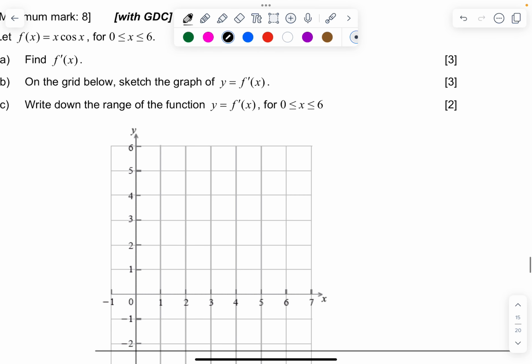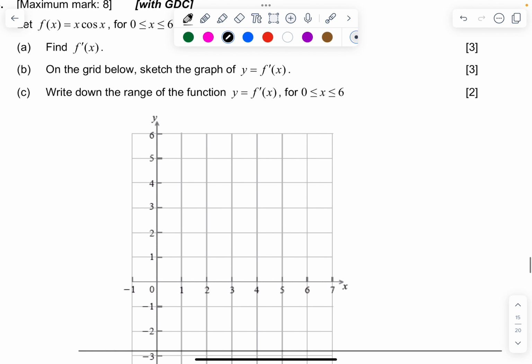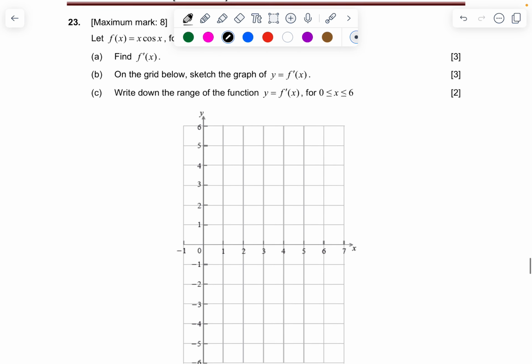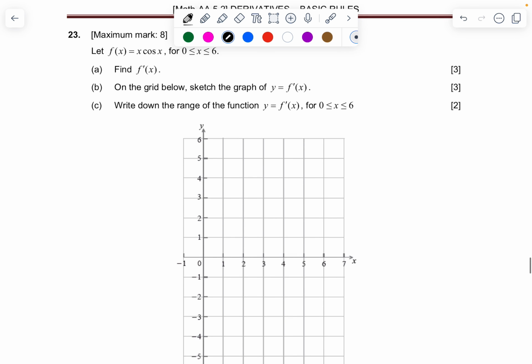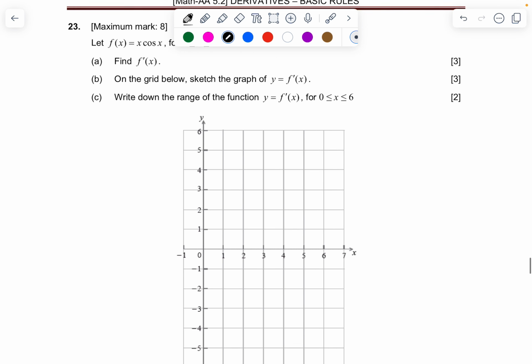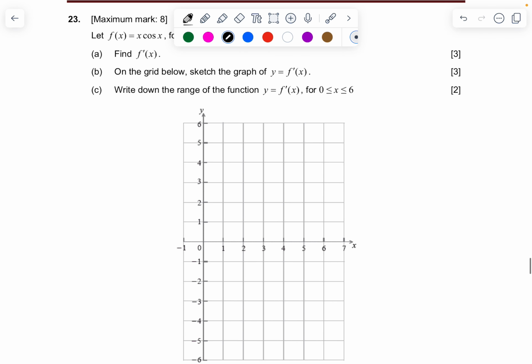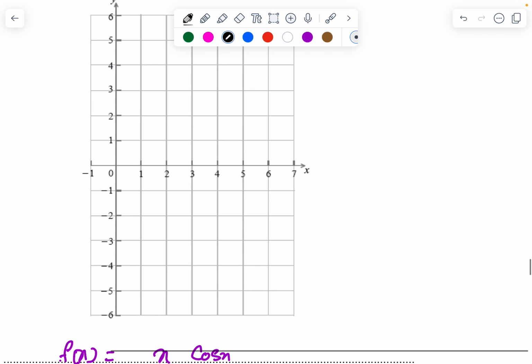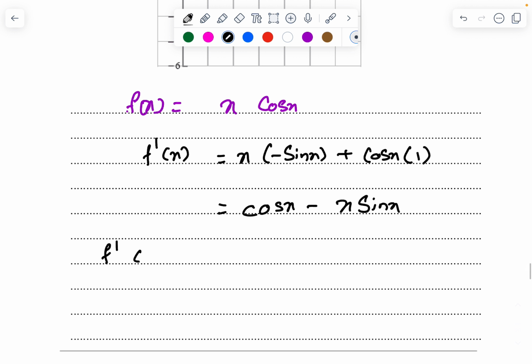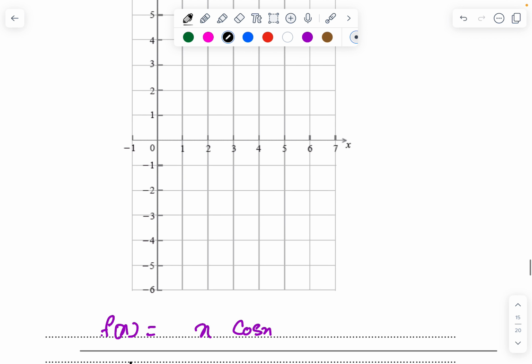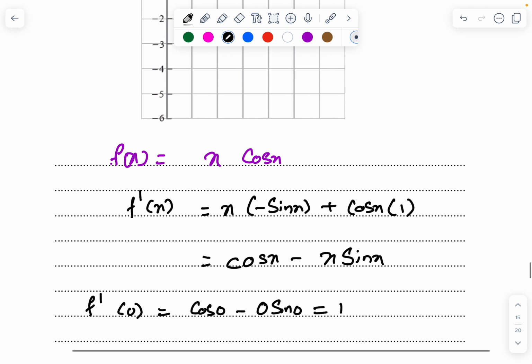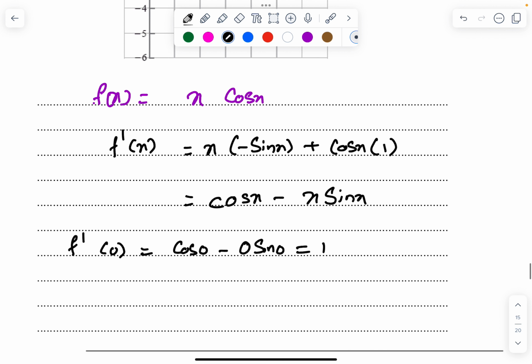Next, on the grid below, draw the graph for f prime x. We have to draw the graph for f prime x. So between 0 to 6, f prime of 0 is going to be cosine 0 minus 0 sine 0, which is going to be 1. So which is going to be 1. Next, I am going to try it at 1.